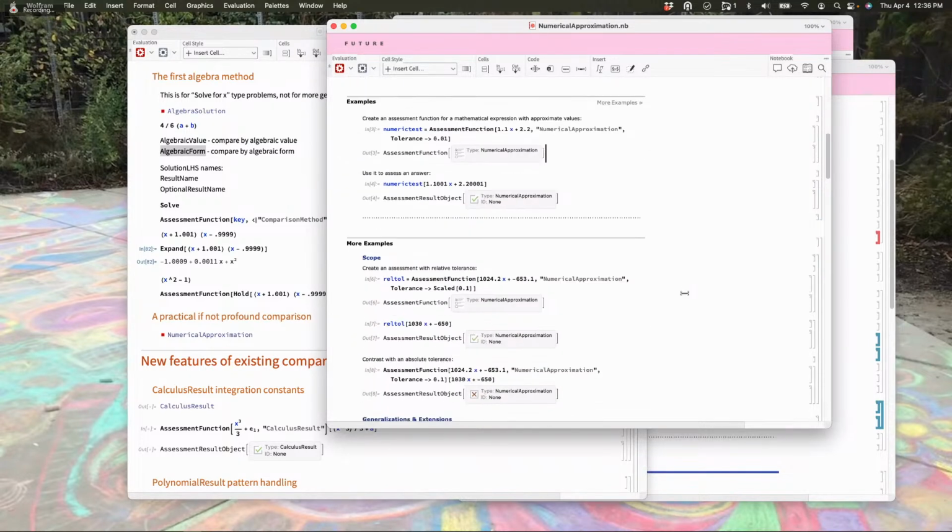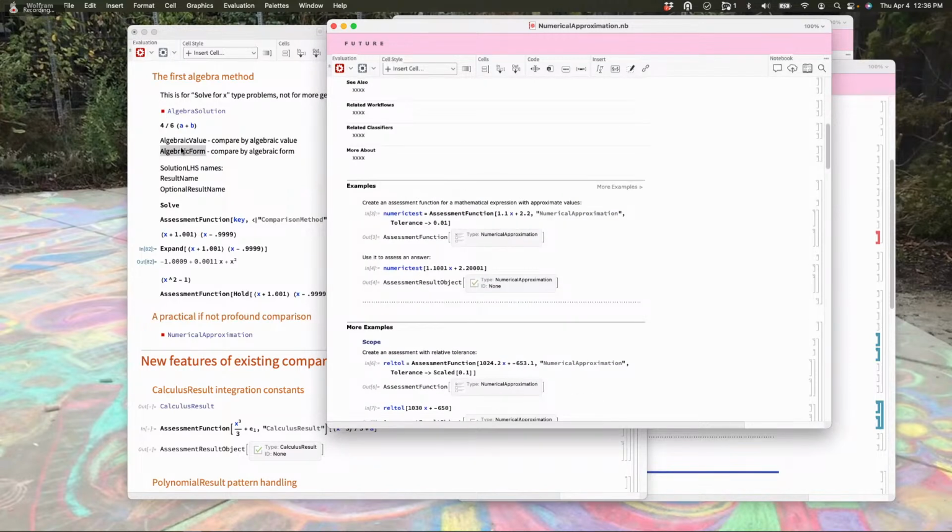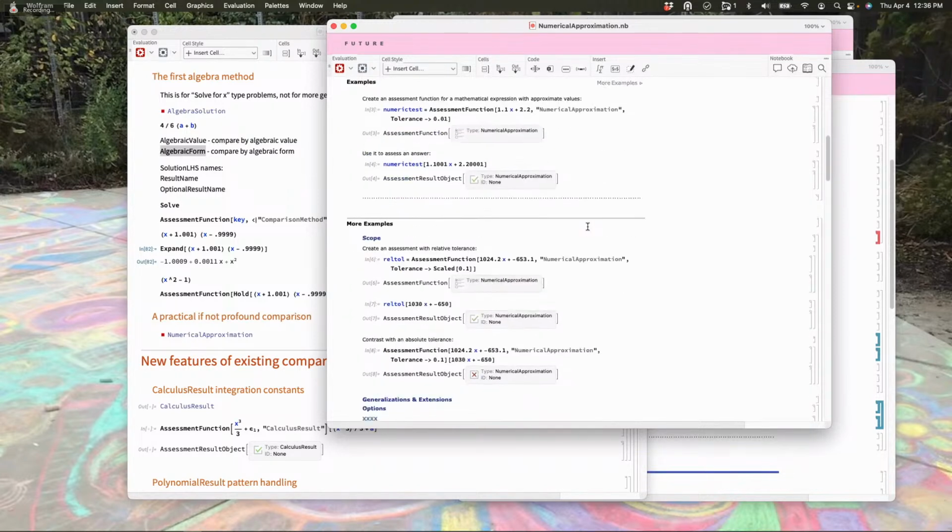Okay. So you think punt on this until algebraic form is ready? I think we have to. I don't see how we can put it in and have anybody understand it. Okay.